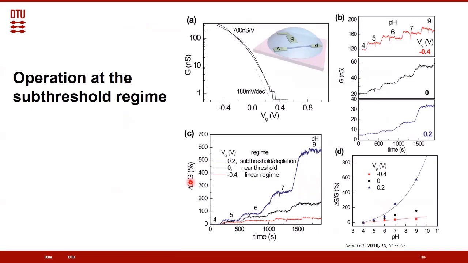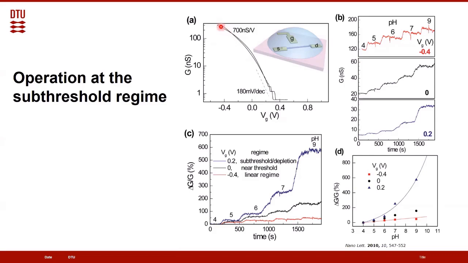Apart from this screening of the charges, which we don't really have much control over, we can increase the sensitivity of the nanowire by using it at the correct regime. So here you have a nanowire that is gated by an electrode, and here you have the response, or the conductance of the nanowire, as a function of gate voltage.